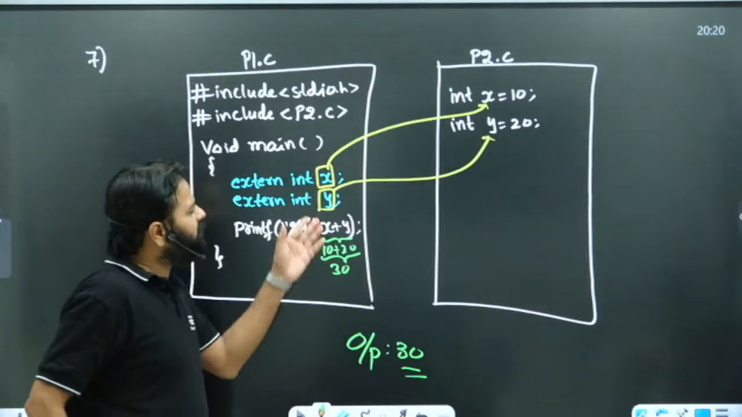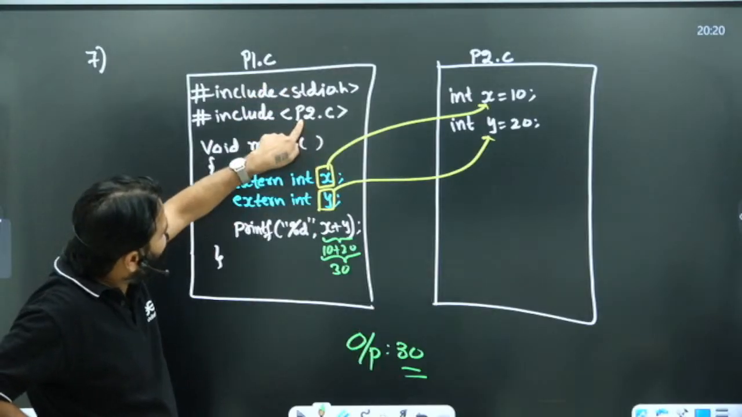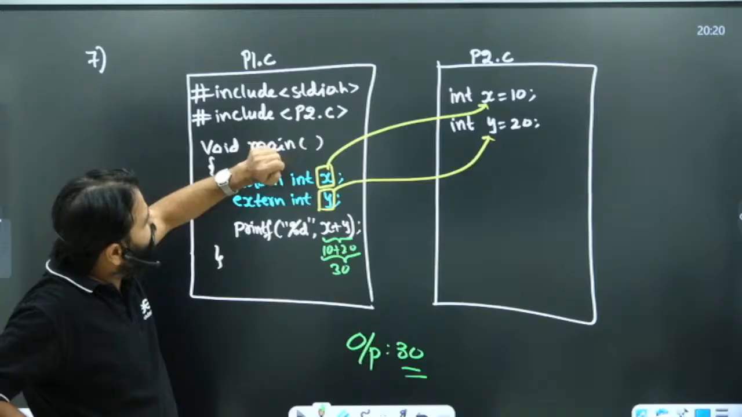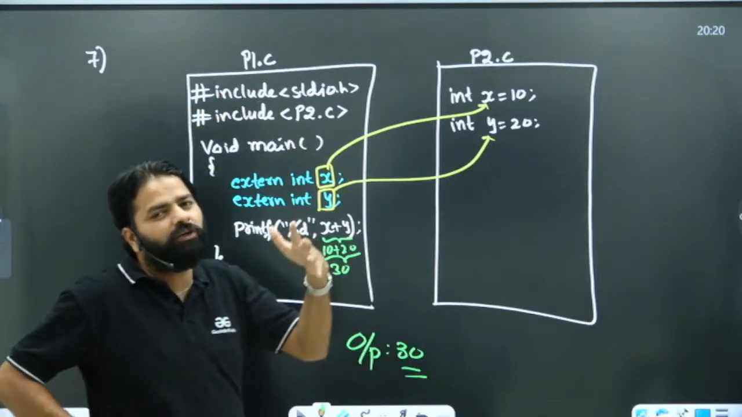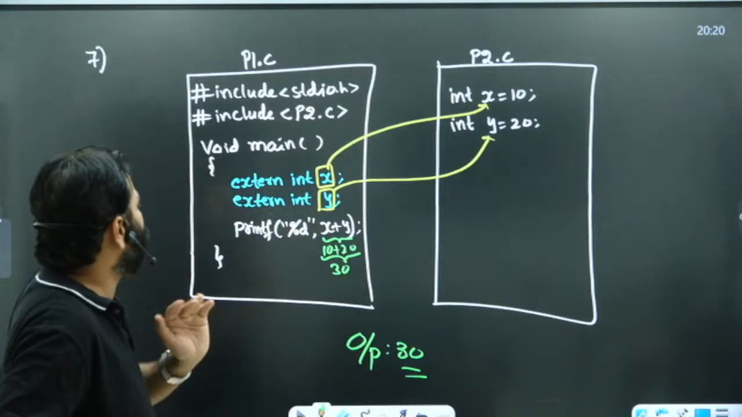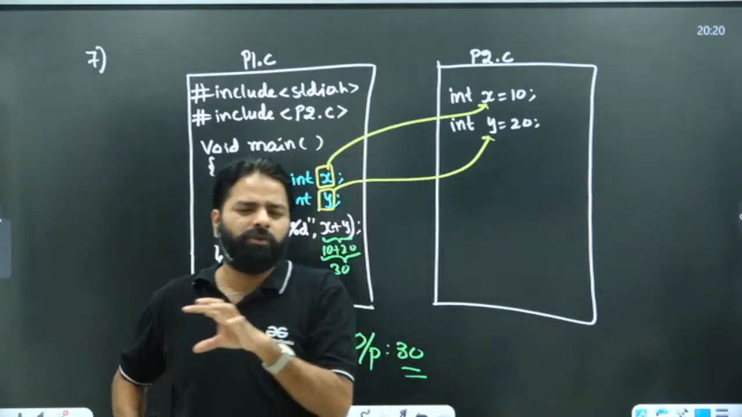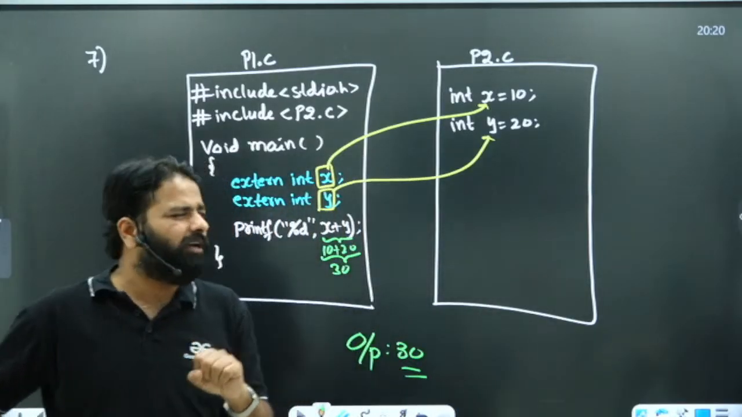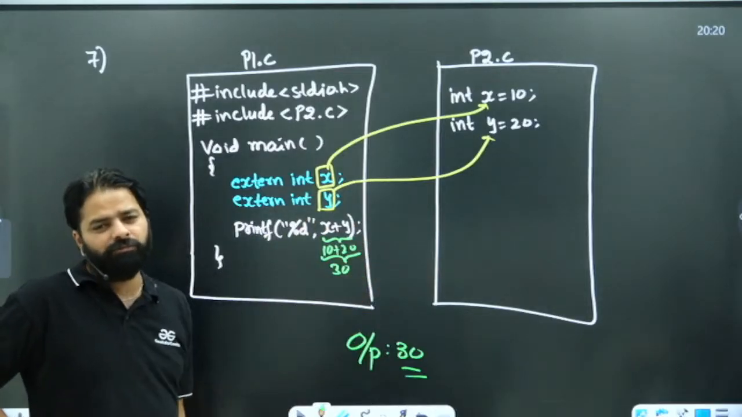Right. To do this, you must first include them, because if x, y are in p2.c, then I must write it here. Otherwise, this program will not know which file to look at. Okay. And some compilers will look at the default folder, but if that's okay, if it is catching that, that's okay. But we don't know exactly where we keep p2.c. You can keep it anywhere in the system.